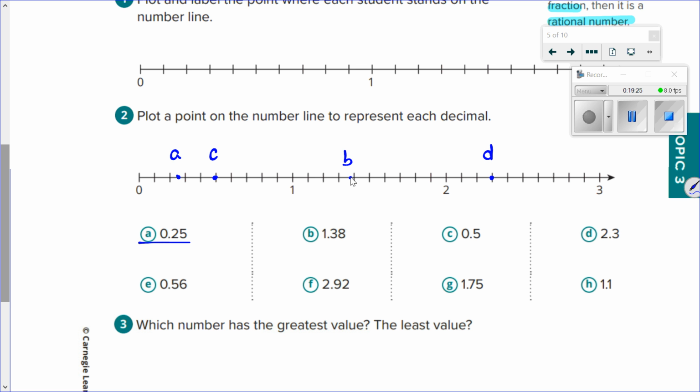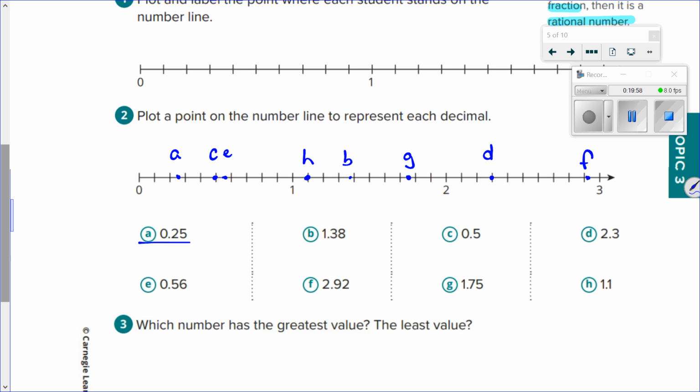E, 56/100, gets a little more tricky. So it's just past the 0.5 point, a little over halfway past that one. So E is right next to C. F, 2 and 92/100. That gets us almost to the 3. So there's F. G, 1 and 75/100. So 1 and 75/100 gives us G. And our last one, H, 1 and 1/10.